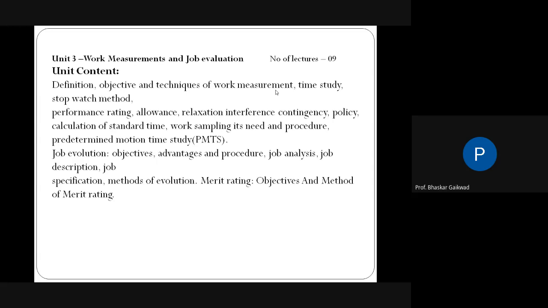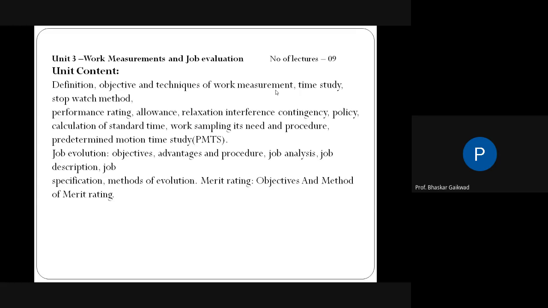After that, allowances means extra time actually required by the worker apart from the given time, apart from the observed time. So that time is called the allowance. Excess time, maybe to fulfill personal needs. Then in running conditions, machine problems will occur, the tool will wear, power will go off. So while deciding the standard time required to complete a job, we have to consider this type of allowances.